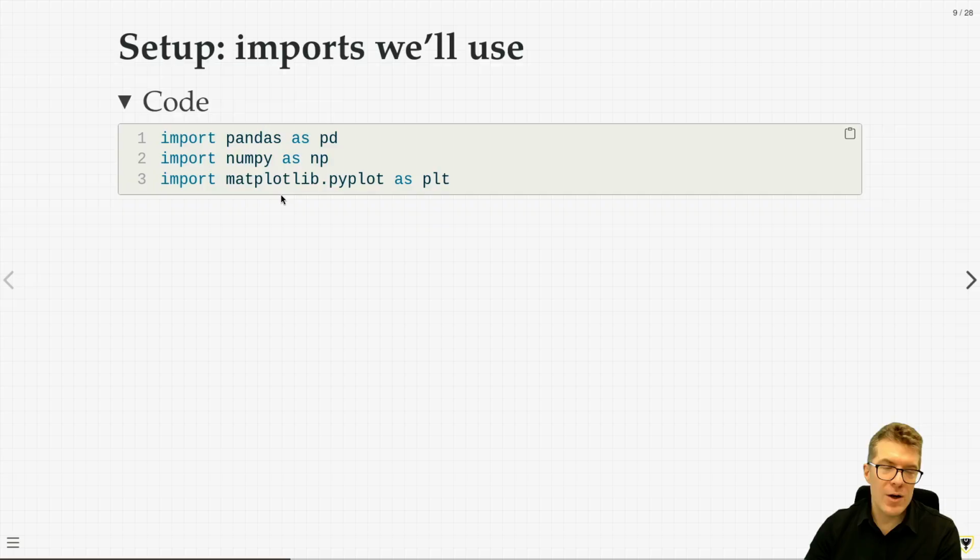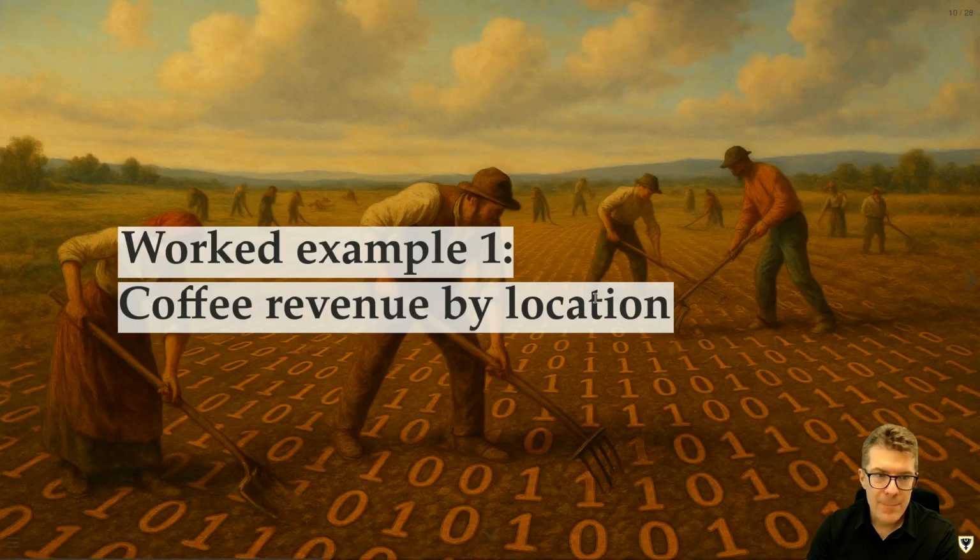Going forward, behind the scenes, as I have to remind you, all of the code you're going to see is actually run in the slide deck. So we need to import our library. Here they are. If you're running this on your own at home, you just copy this into a cell and run that in your Jupyter notebook. So here's our first example. We're going to measure coffee revenue by location.